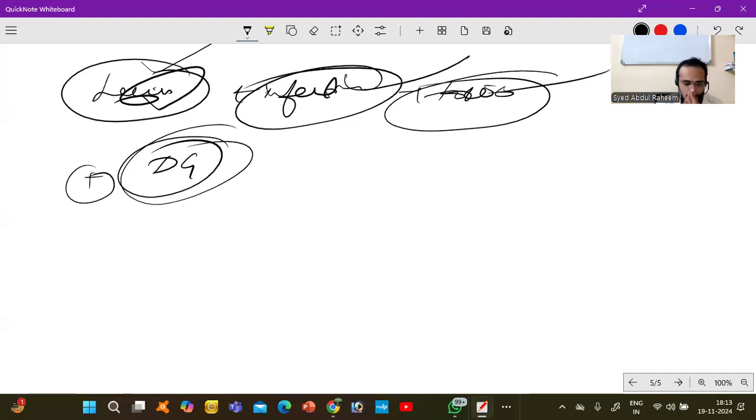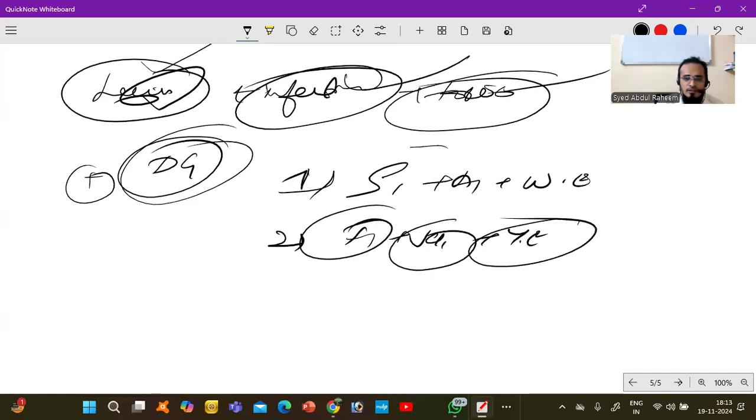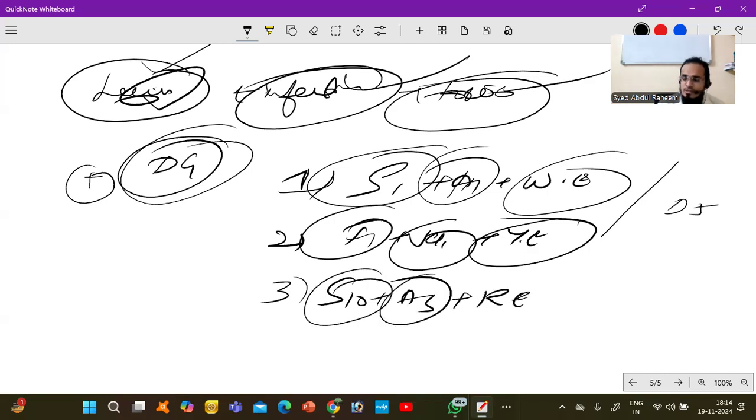You have to go with the basic remedy, that is S1 A1 WE, and second, F1 R1 Y. F1 R1 Y is a very important remedy for the patient. You have to start with D5 itself. The next is S10 A3 RE. This is also very important to increase the metabolism in the brain.